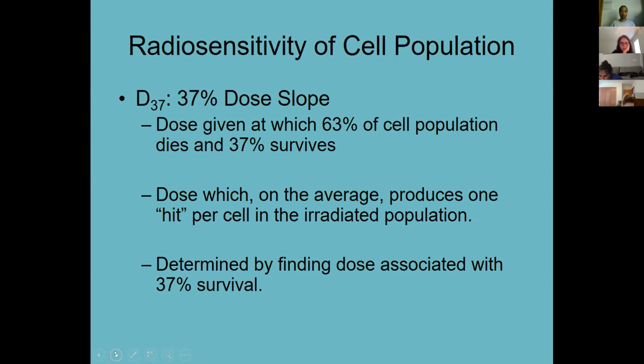And you might say, why did they pick these numbers? Why didn't they just say the 50% dose slope? It's the dose that kills 50% and 50% lives. Well, it's based on random events. Radiation interacts at random. And when they study random events, basically, if you had 100 random events, 63% would go one way, 37% would go the other. So that's why they picked these numbers.